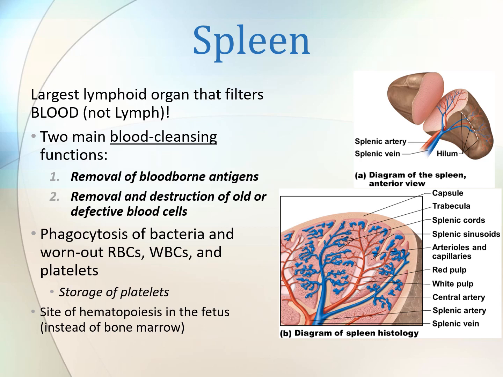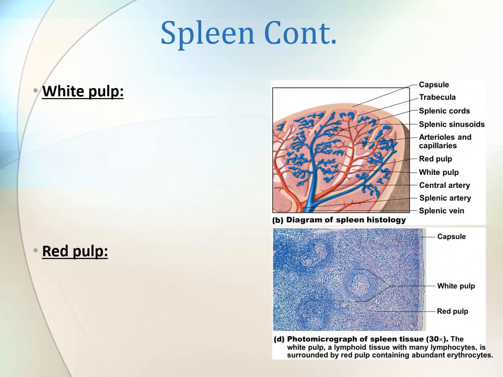What it does is it phagocytizes, meaning it eats bacteria, worn out red blood cells, white blood cells, platelets. It also stores platelets, and don't worry too much about that. But it also is a big site of hematopoiesis in the fetus, which is interesting because we said hematopoiesis happens in the bone marrow in adults, but essentially the bone marrow isn't quite developed in the fetus, right? So the spleen takes over that hematopoiesis in the fetus, okay?